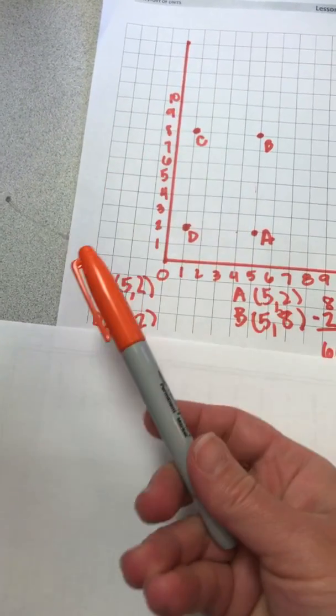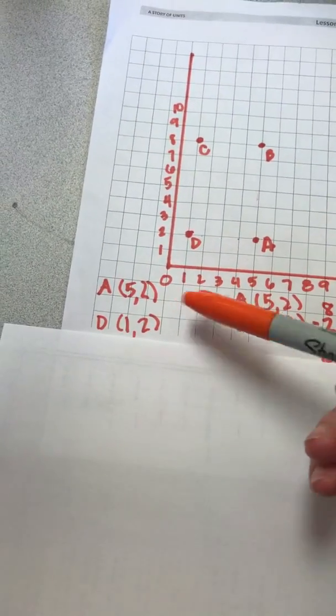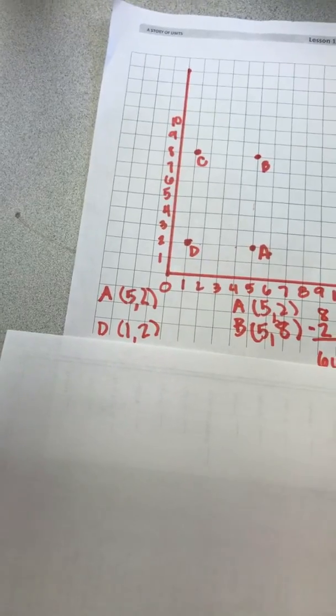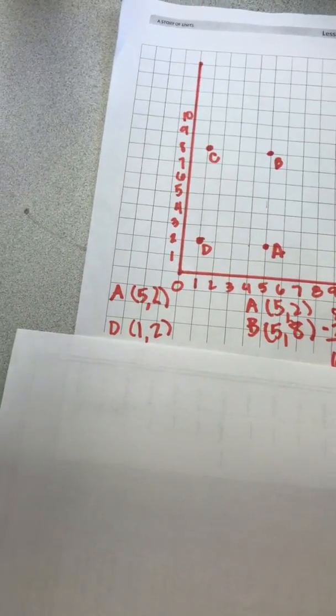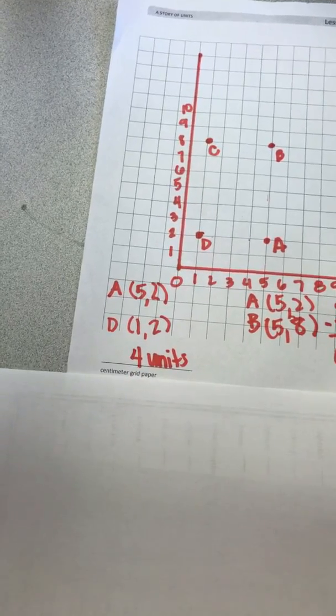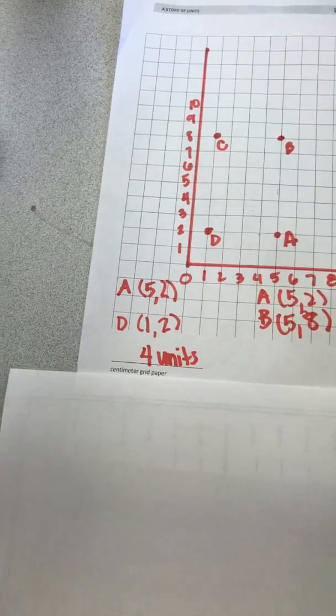If I have 1 marker, I can't take 5 away. If I have 5 markers, I can take 1 away. So it's just a matter of lining it up and doing those basic operations. And so 5 take away 1 is 4 units. And so then I did another one.